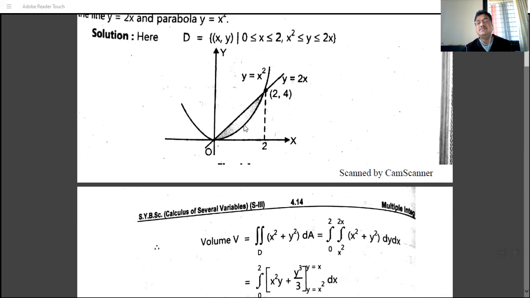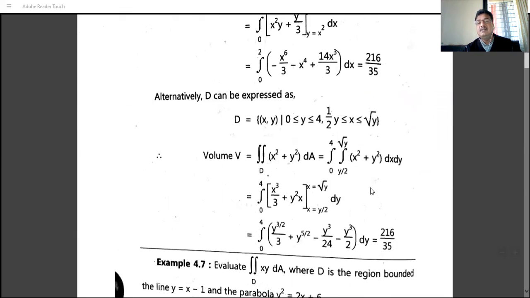While writing this problem in your notebook, draw the strip parallel to y-axis. So its one end touches the 2x and another x square. So x square and 2x are upper limit and lower limit. And in order to cover this area, we have to move this strip parallel to y-axis from this point to this point. Okay, from this point to this point means, and therefore x runs from 0 to 2. And then we have the answer.